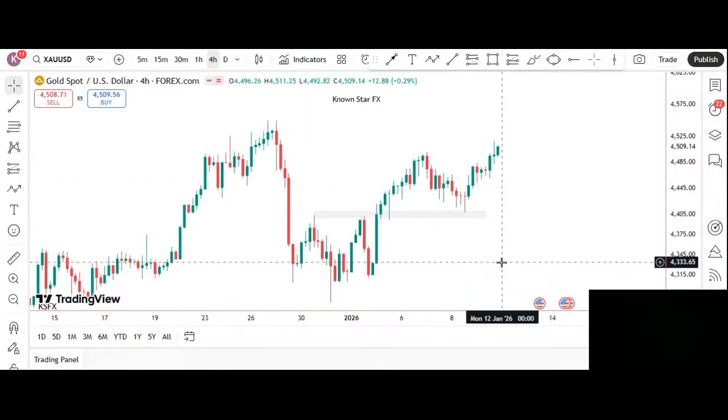So right here, what do we have to do? Let's mark out our recent zones, right? We also have another zone right here.